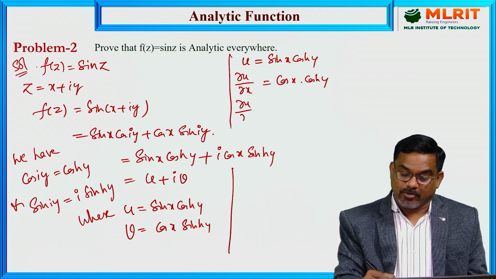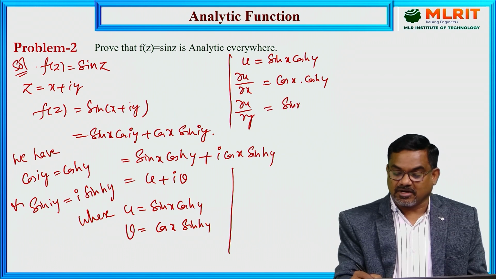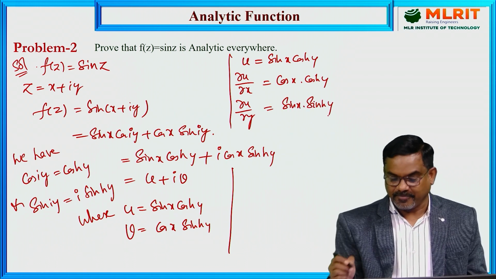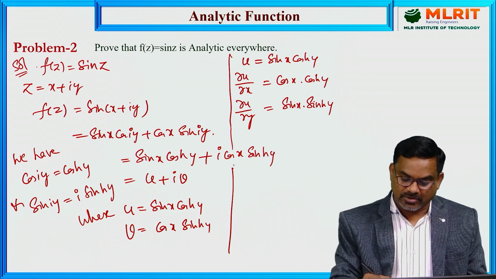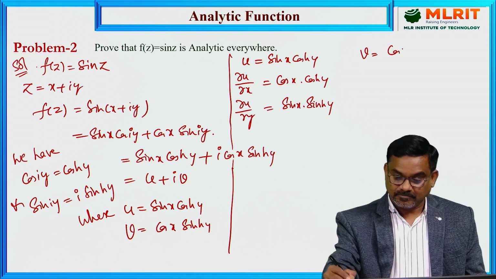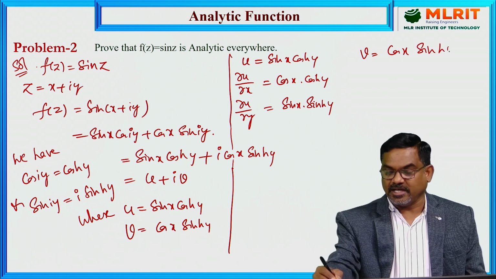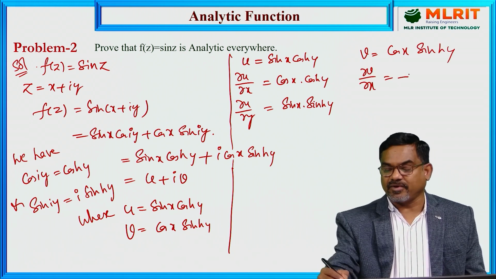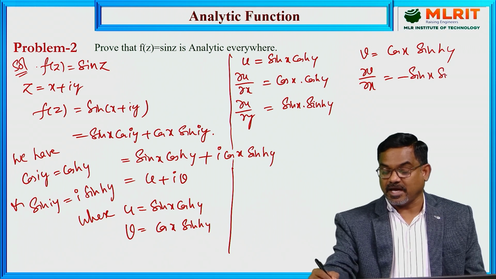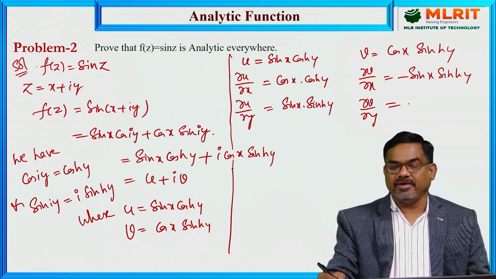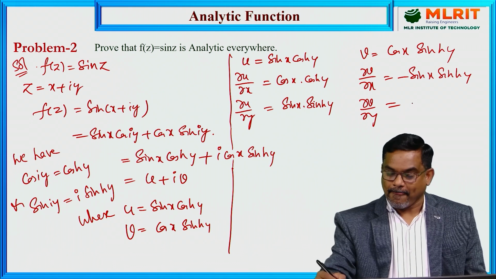Next, ∂u/∂y. Now sin x is constant. The derivative of cosh y is sinh y. For hyperbolic functions, we get both positive. Similarly, v is cos x into sinh y. Now ∂v/∂x. The derivative of cos is minus sin, so minus sin x into sinh y, and then the derivative of v partially with respect to y.